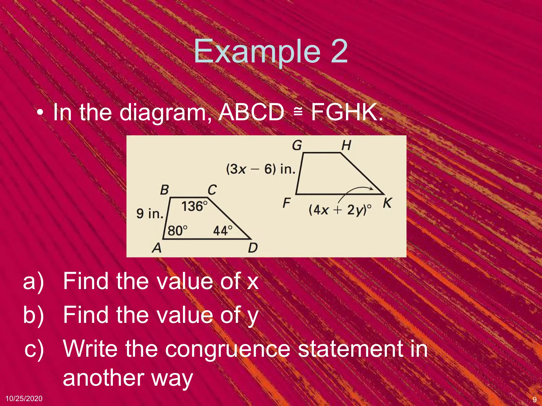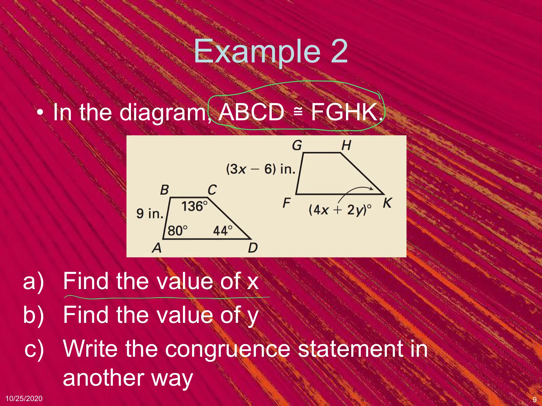Here we go. Example 2. In the diagram, ABCD is congruent to FGHK. Guys, the most useful piece of information out of all of this is that congruence statement at the beginning. Underline it, circle it, whatever you need to do to stress the importance of this guy right up here, okay? Because that tells you exactly what parts are going to be congruent to each other. And it wants us to find the value of X as the first step, okay?